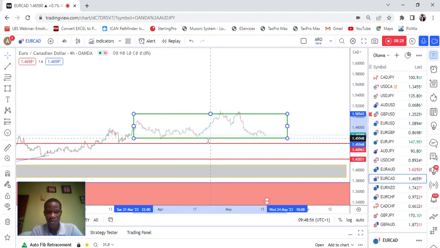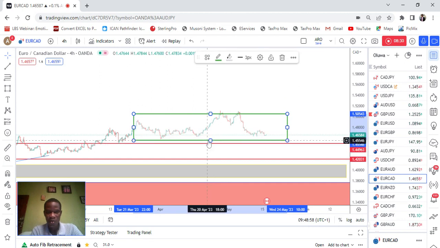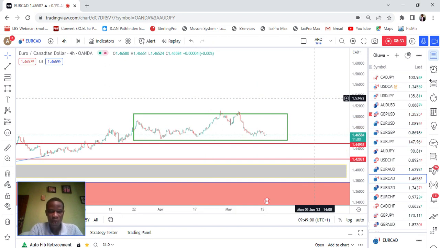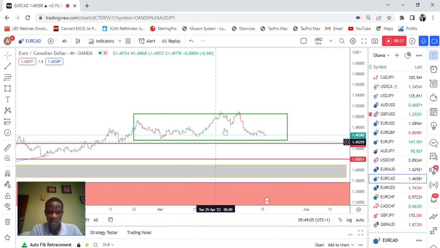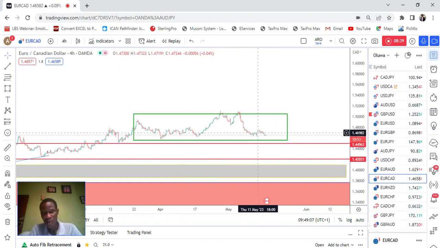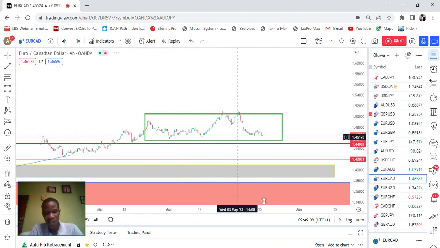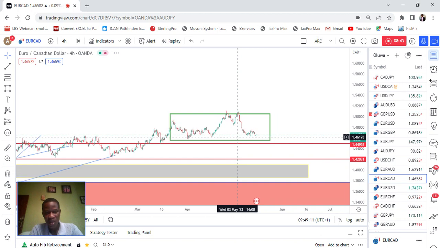So this is a range. It will be just moving from one high to another and go down, high, go down, until it creates a particular trend that is moving up or down. So this is an example of a range.